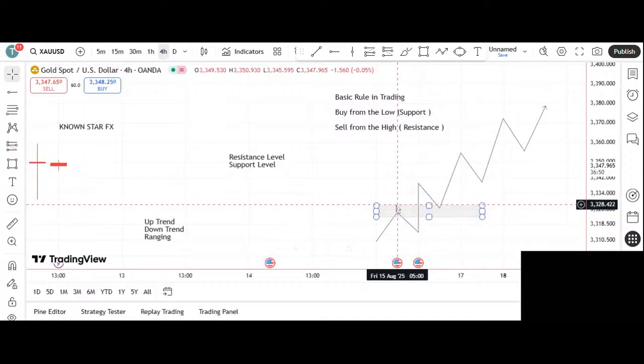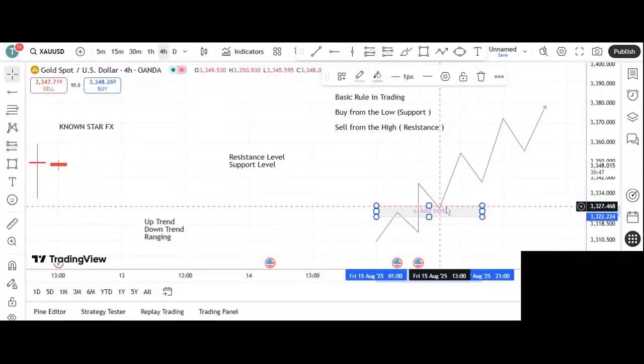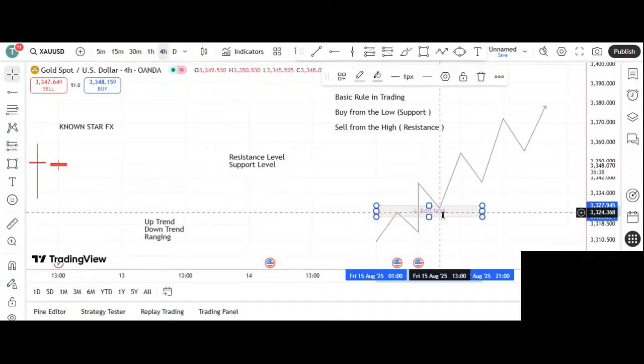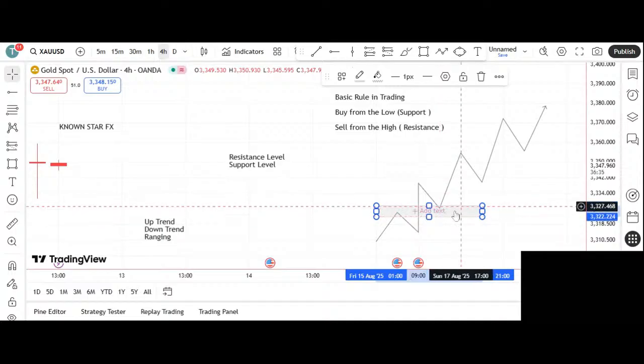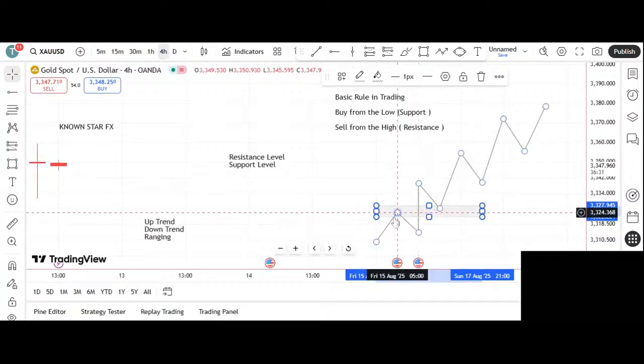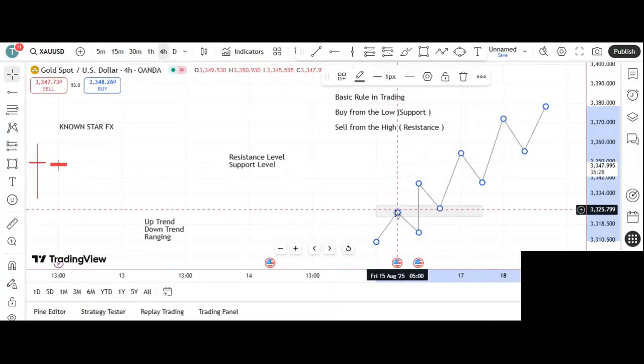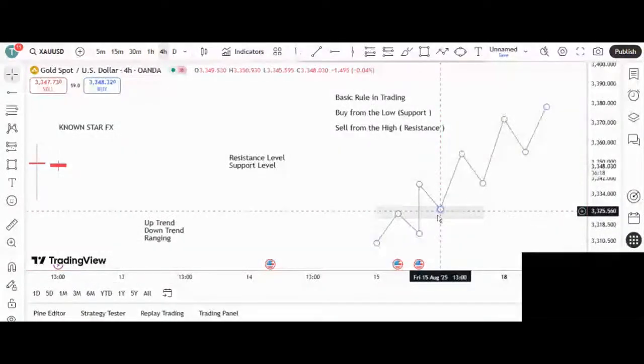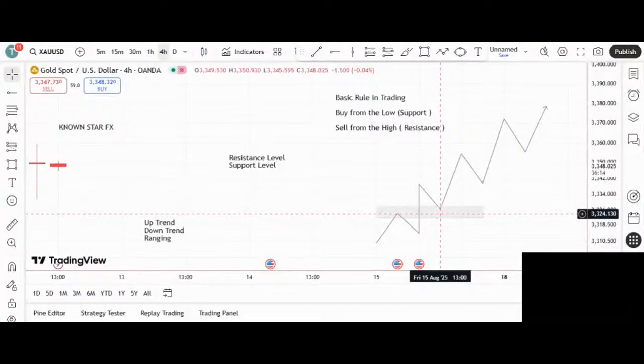this resistance level right here became a support. It became a support level where the buyers started coming into the market. So this resistance level, as of this area where my cursor is, was a resistance level. When the market broke it to the top side and came back to that level, it automatically becomes a support.